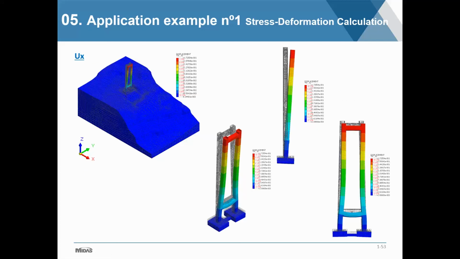So here are the results for Midas. Displacements in the X direction with deformation. So we see here from the different views that we're getting around 17 centimeters maximum displacement, and it's looking like in the X direction it's at the top of the pier.